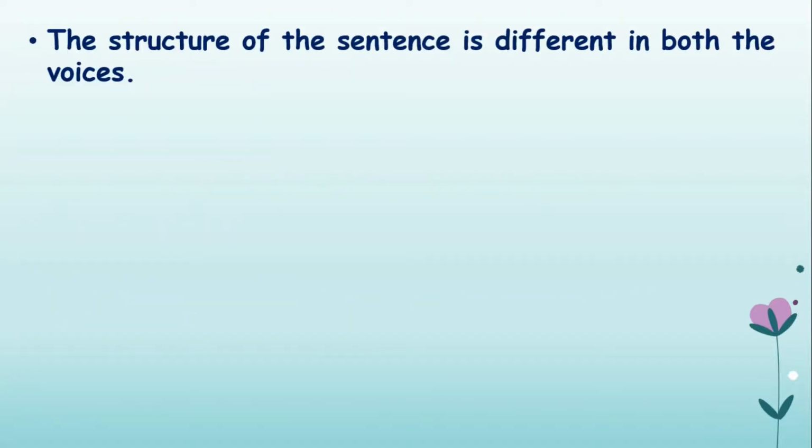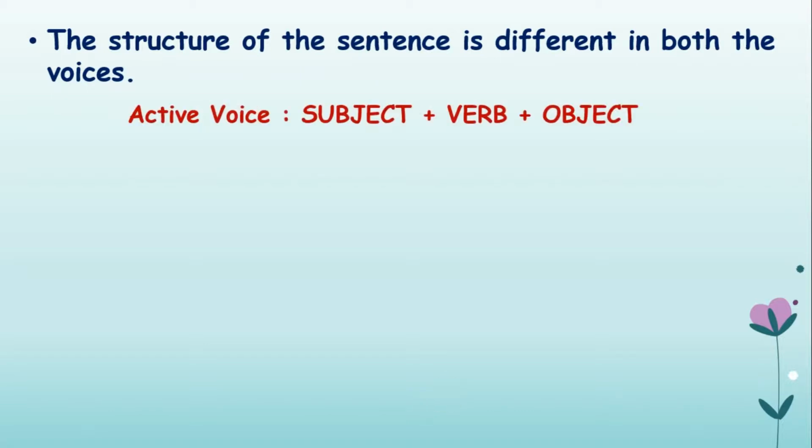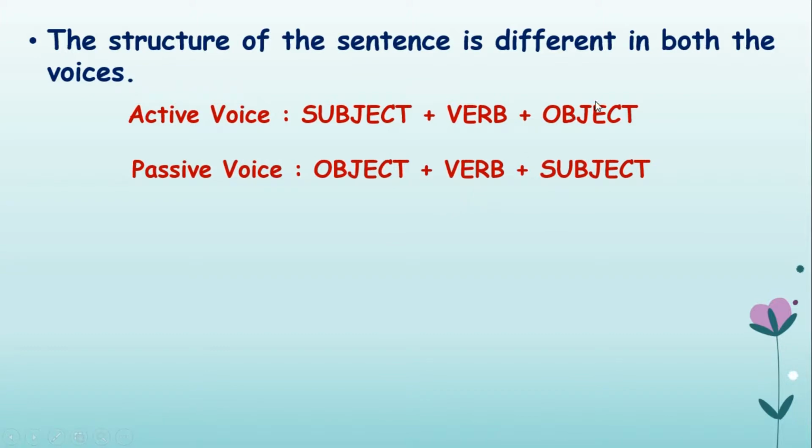Okay. The structure of the sentence is different in both these voices. Active voice: subject plus verb plus object. Whereas in passive voice, the object of the active voice becomes the subject of the passive voice. Verb remains the same and the subject comes to the end of the sentence taking the form of an object.